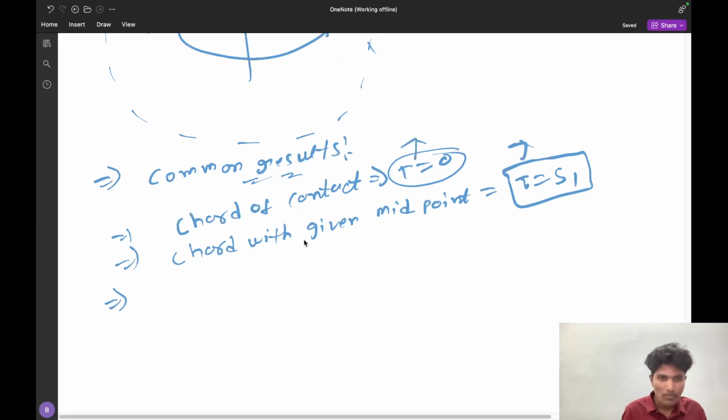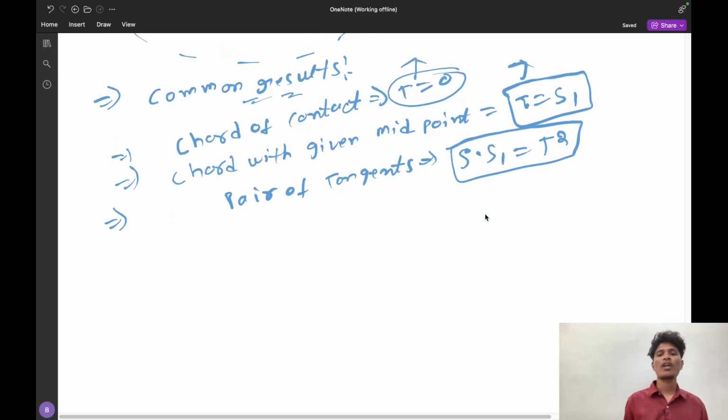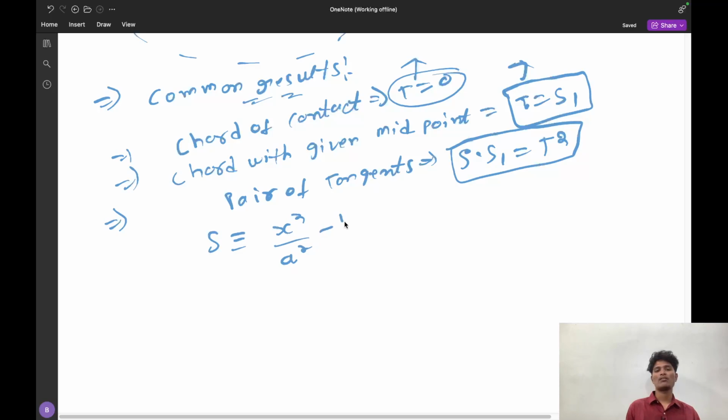And the pair of tangents. These results you have to simply remember. That is the pair of tangents equation. It will be S into S1 equals T square. I will explain the S, T and S1 and T square, because you have to understand how important it is. It will be x square by a square plus y square by b square minus 1 equal to 0.